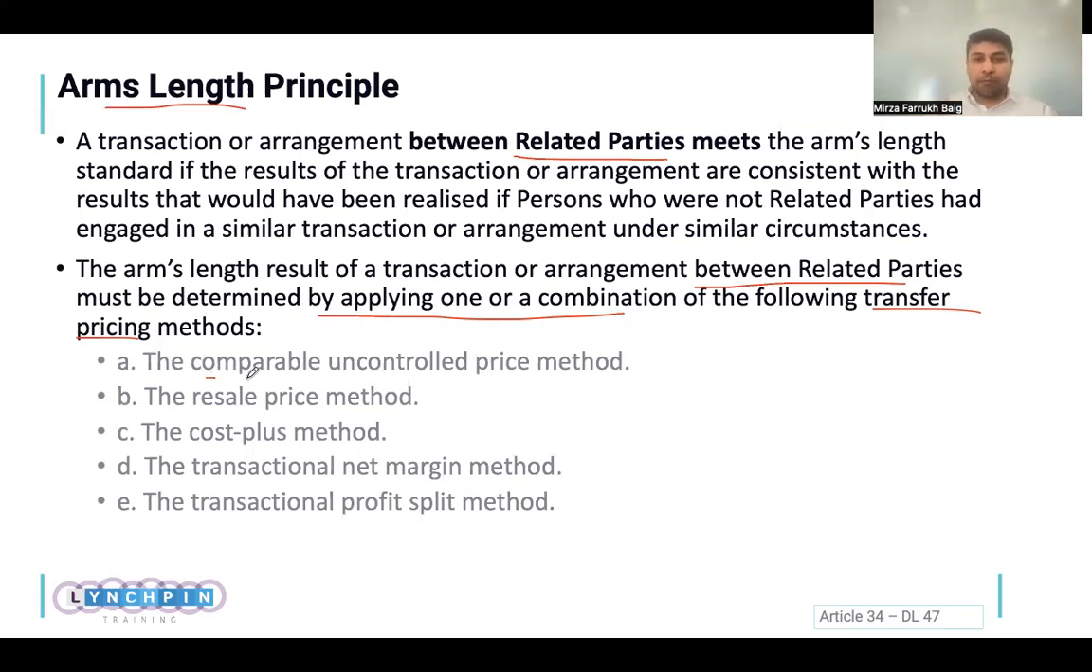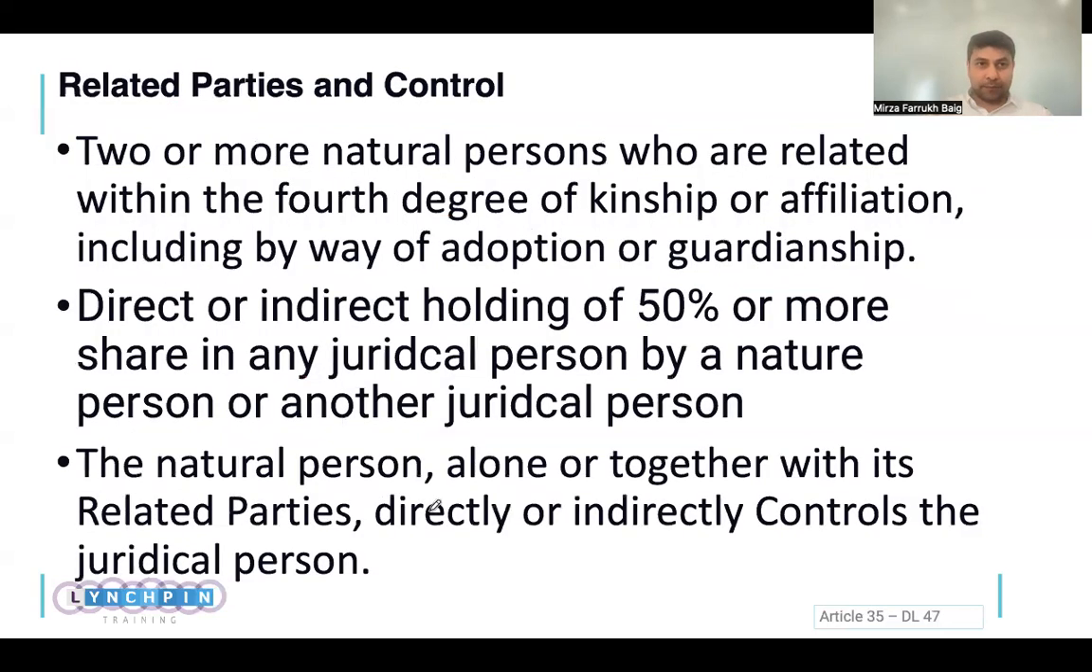So it could be the comparable uncontrolled price method, the resale price method, the cost plus method, which is of course the most common method in our transactions, the transactional net margin method, and then we have the transaction profit split also. So just to be sure, if you have entities which have any connection, make sure the transactions are at arm's length.